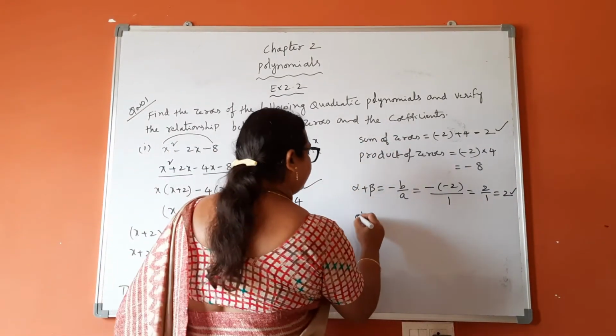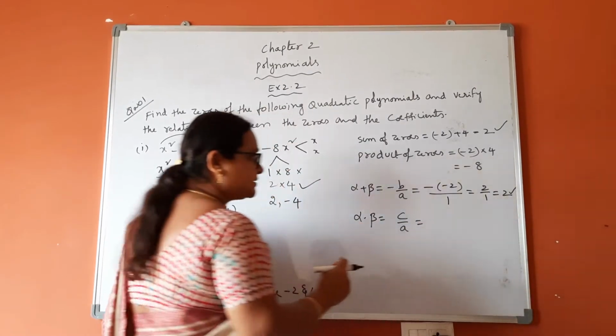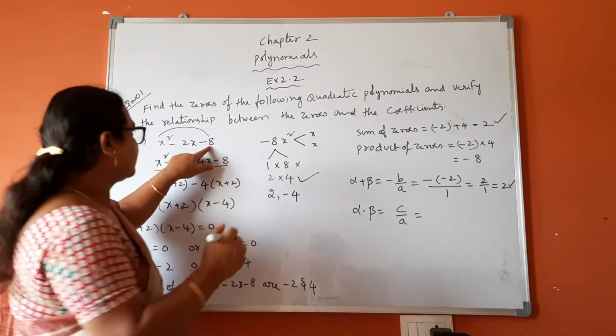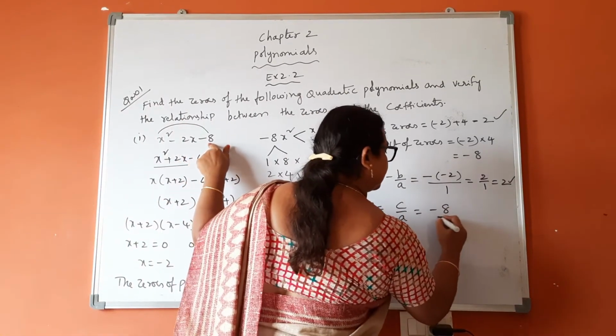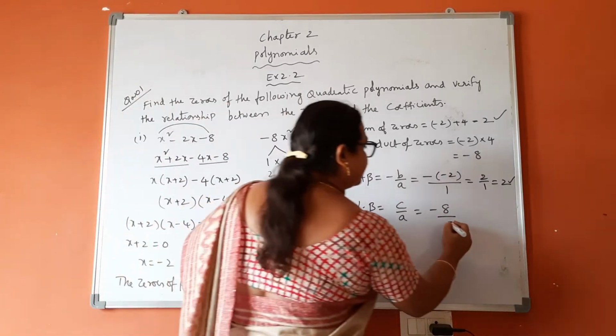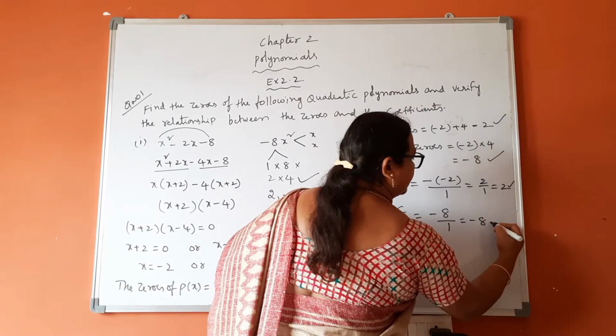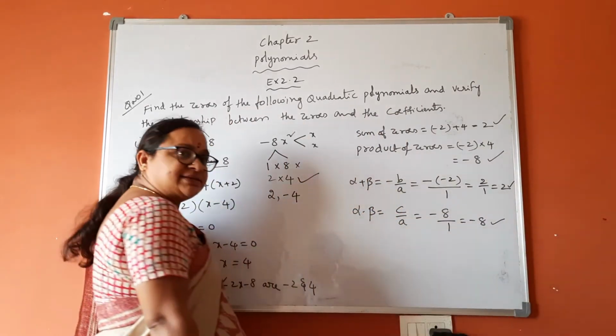Then alpha into beta is equal to c by a. C is the constant term. Here the constant term is minus 8 by a, the coefficient of x square, that is 1, that is equal to minus 8. Product of zeros is minus 8.